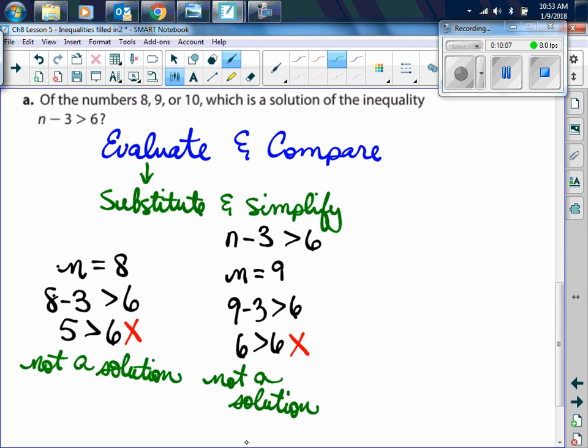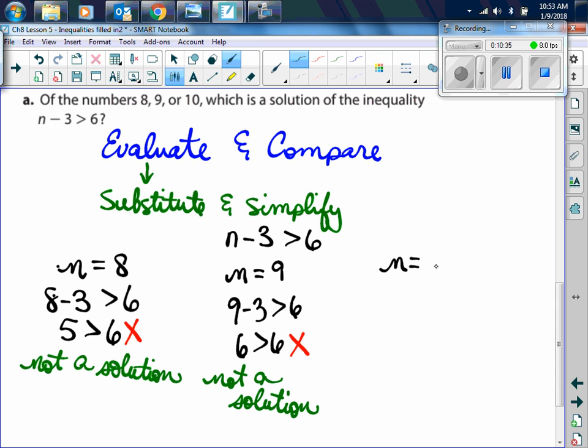Okay? Does everybody notice that I'm saying the number that I'm substituting is not a solution, right? I'm not saying 6 is not a solution, and I'm not saying 5 is not a solution. I'm saying 8 is not a solution, and 9 is not a solution. Is everybody clear with that? Okay, it's the number that you are substituting. That's the number in question.